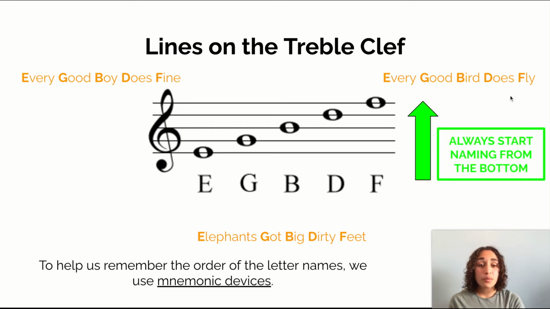One really important thing to remember is that we always start from the bottom, going up. You can actually use your hand to help you remember these 5 lines because you have 5 fingers. Pretty cool, right? You always want to start from the bottom and go, every good boy does fine. You never ever start from the top. You always start from the bottom.